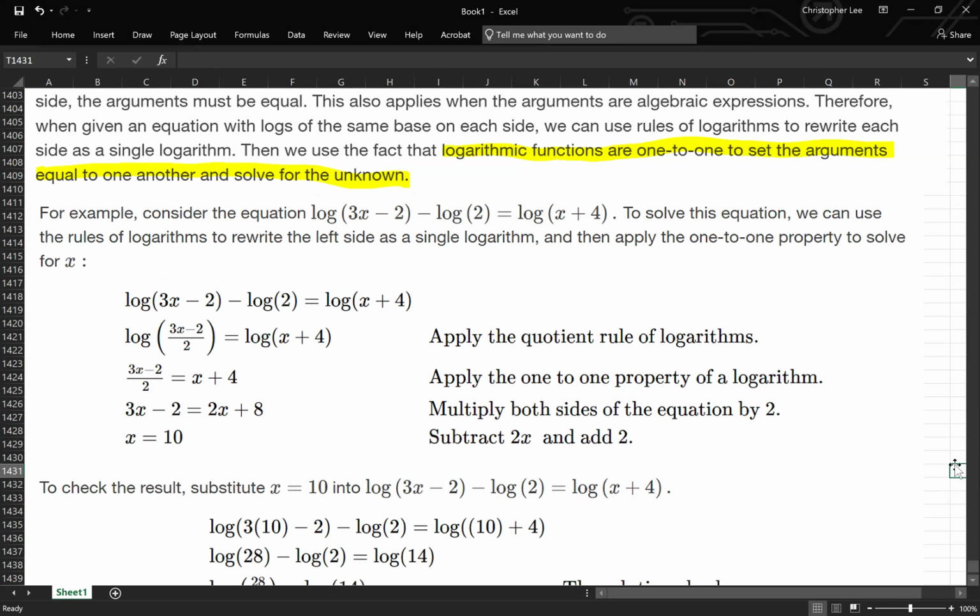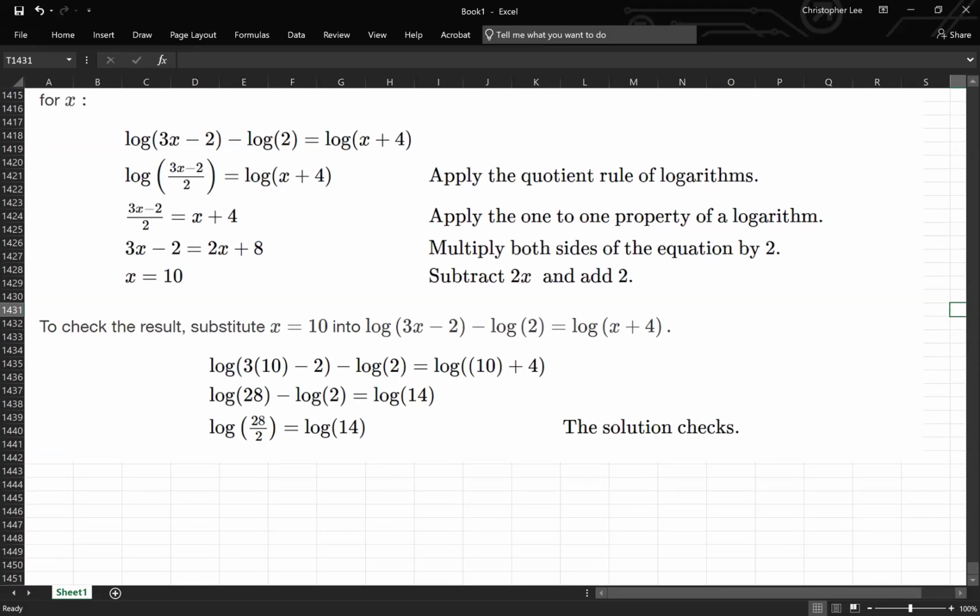Now we can get rid of the logs because they're the same and just work with the arguments. So we have (3x minus 2) over 2 is equal to x plus 4. We might want to multiply by 2 on both sides to get 3x minus 2 is equal to 2x plus 8. Solve for x, and x equals 10. To check the results, you could just plug in the 10 to see if it works. Y'all get it.